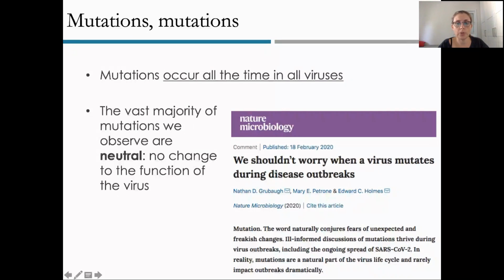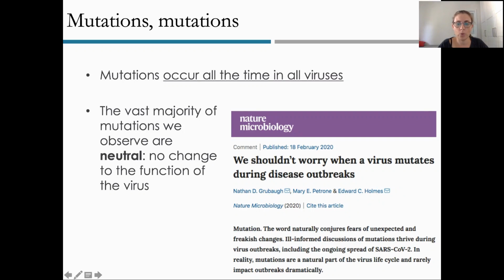Mutations. This paper came out on the 18th of February, and I think it's a very, very important paper. It says we shouldn't worry when a virus mutates during disease outbreaks. And this came because every once in a while the media comes out with a statement, the virus is mutating, there are mutations on the virus, and then everyone gets really, really scared.